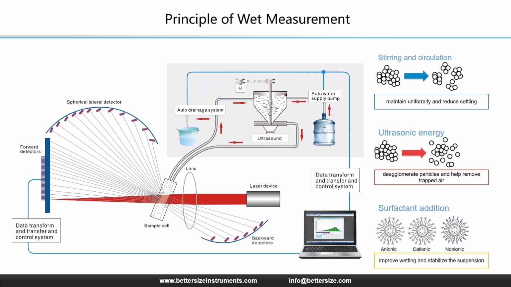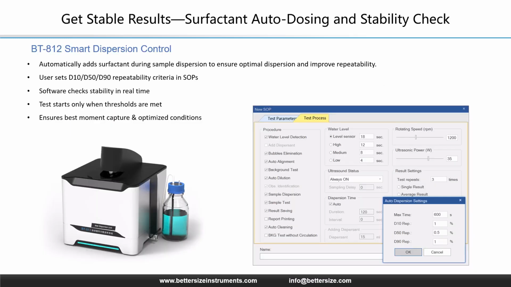Third, surface tension. Many samples are hydrophobic. We introduce chemical surfactants, anionic, cationic, or non-ionic, to lower the surface energy, ensuring the water accurately wets the particle rather than repelling it. For hydrophobic samples like graphite or sulfur, manual sample preparation is the biggest enemy of repeatability.